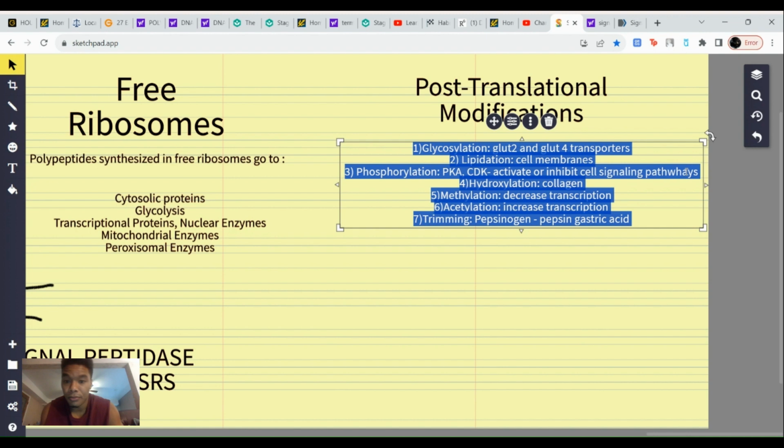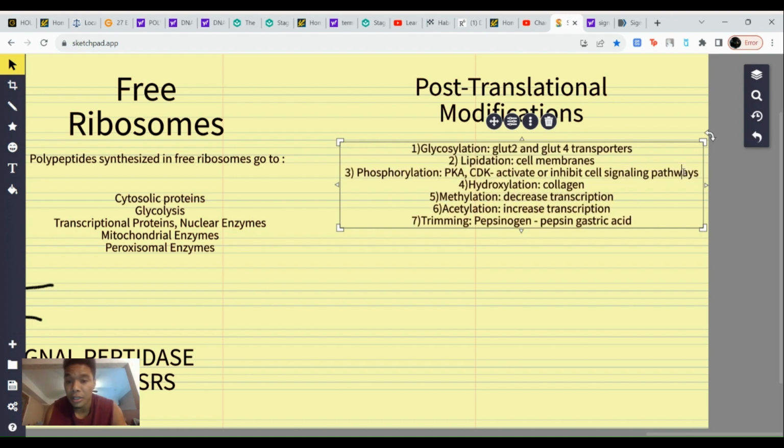Pathways through phosphorylation. So then you have hydroxylation, which is involved in collagen. Hydroxylation is a hydroxyl group, which is an OH.